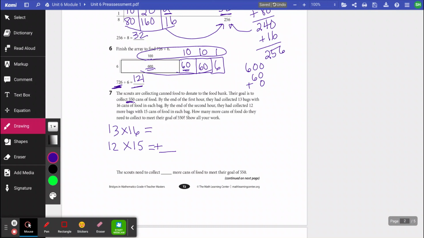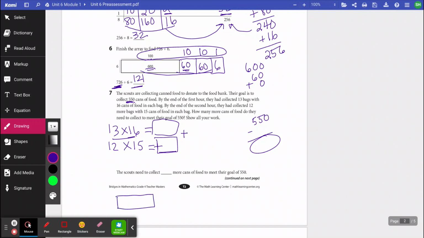So to do that, we've got to figure out what is the answer to this one, and what is the answer to this one. That's how much they've collected so far. So put those two together, and then you take it away from the 550 to see how much more is needed. So to do this first multiplication problem, 13 times 16, you could do a ratio table, you could do an open array, you could do the big 7. Let's go ahead and do an open array because that's one of my favorites.